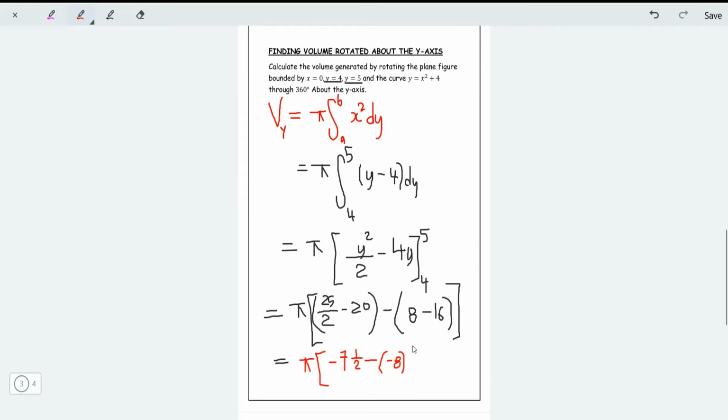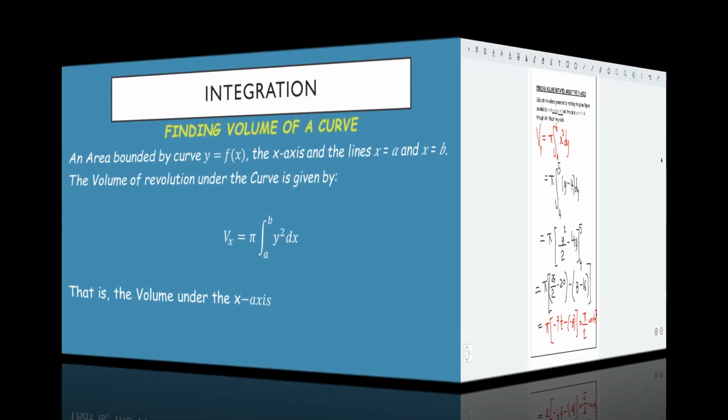And so working this out, what you're going to get is minus 7.5 minus minus 8. That is a half, and so the volume around the y-axis works out to be pi by 2. Now remember, when you get volume it's always units cubed. Units cubed, that's the volume. Nice and easy. And that's how you'd find volume around the y-axis.